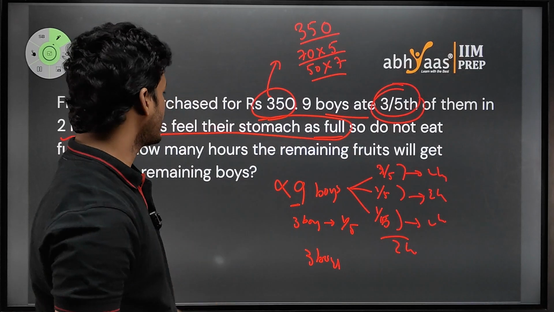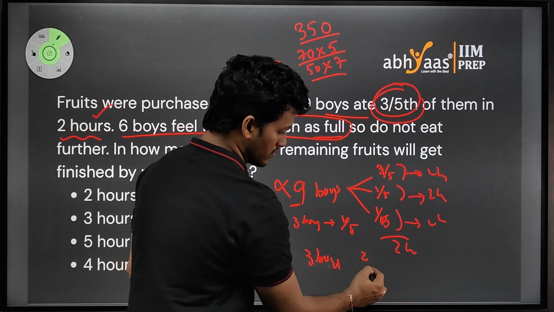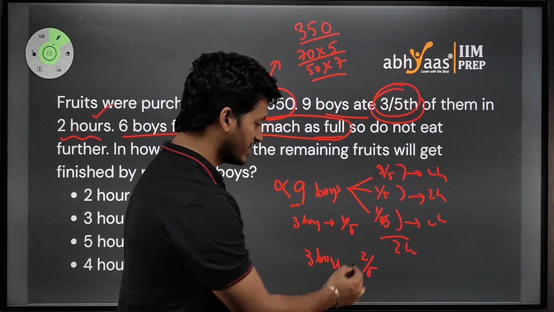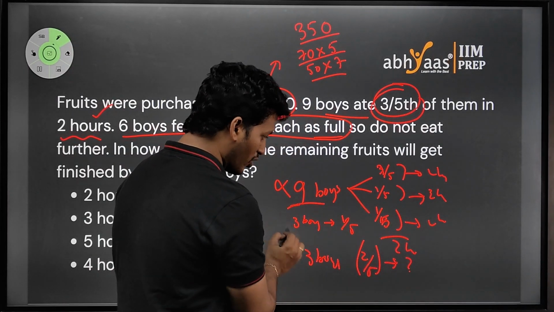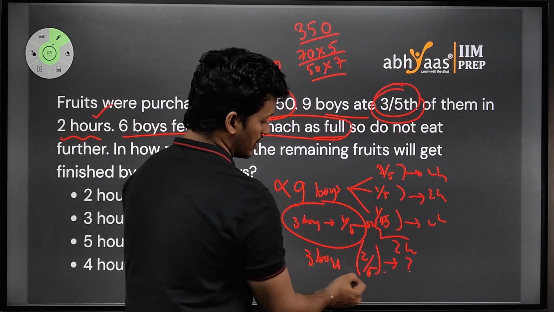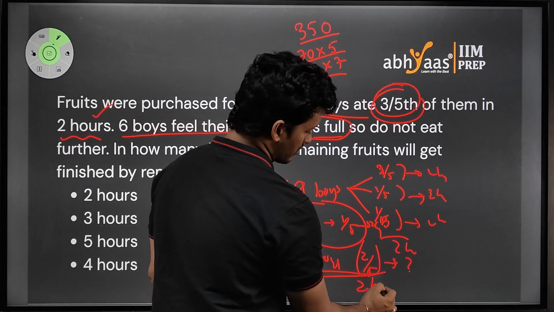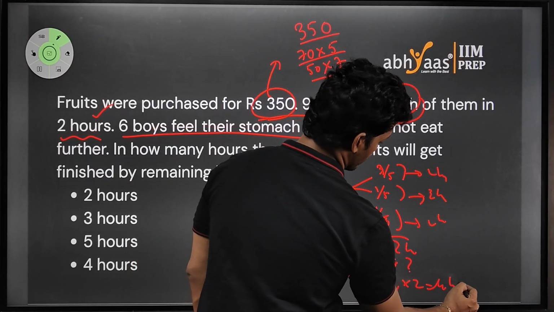So for those 3 boys, eating the remaining portion, that is 2/5, has to be done in how many hours? As it is already given, 3 boys eat 1/5 of the portion in 2 hours. So 2/5 of the portion will be done in 2 into 2, that is 4 hours.